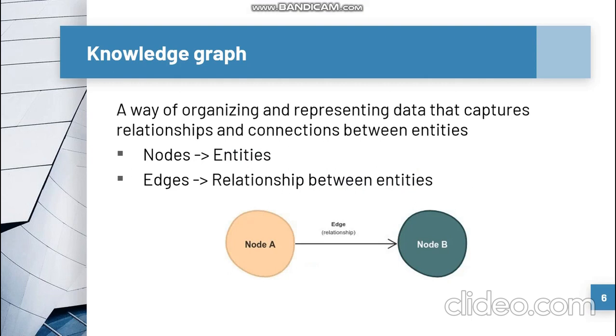Knowledge graph. What is knowledge graph? Knowledge graph is a way of organizing and representing the data that captures relationships and connections between entities. Here, as you can see in the example given below, the circles represent the nodes. The nodes are actually the entities. Entities can be anything, a person, or anything like chair, tree, or date, and edges represent the relationship between these entities.